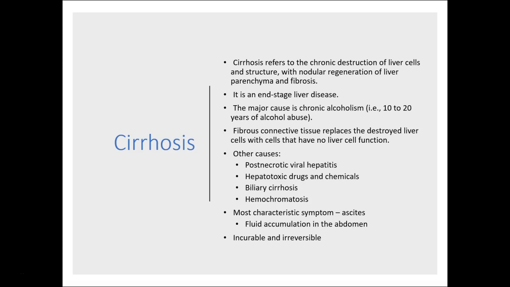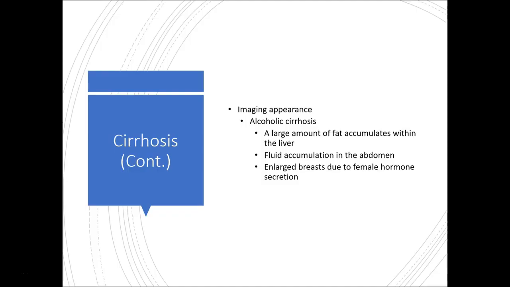Some characteristic symptoms are ascites, so fluid collection in the abdomen. You'll see people walking around with these big, huge abdomens, and they're hard as a rock. That's fluid backing up, and we call that ascites. It's incurable and irreversible. Some people get liver transplants. If they're still drinking, they're not a candidate, so they have to stop drinking. All right, the imaging appearance of alcohol cirrhosis is a large amount of fat accumulating within the liver.